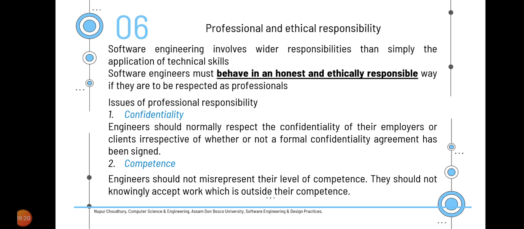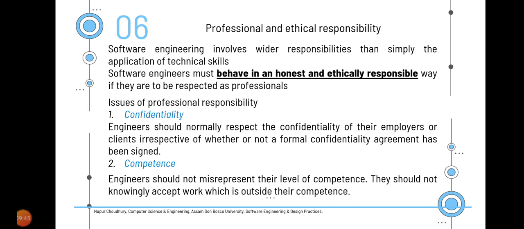First important factor is confidentiality. Generally, engineers should respect the confidentiality of their employers, and whether or not they have signed a formal confidentiality agreement, they should be loyal to their employers and loyal to their client.